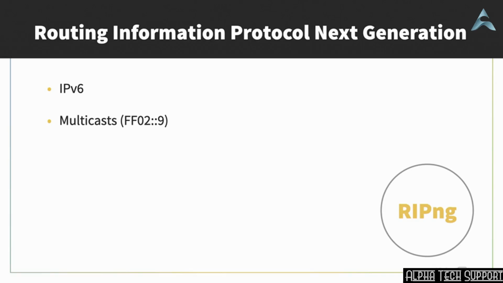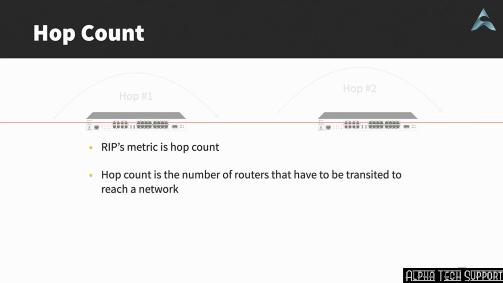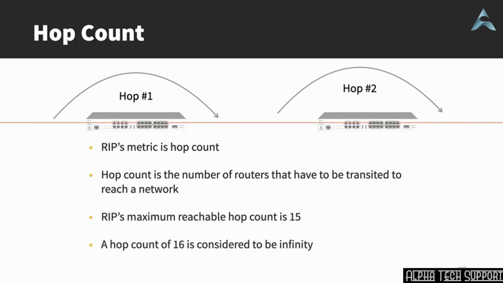And the way RIP judges the best path to reach a network is based on hop count. It asks, how many routers do I have to hop over or transit in order to get to a destination network? That's the metric of RIP, hop count. In this example, if we're going from the network on the left to the network on the right, then we're hopping over or we're transiting two different routers. That's a hop count of 2. And RIP is limited in scalability because its maximum hop count is 15. If we have a hop count of 16 to reach a network, that's considered to be infinitely far away.